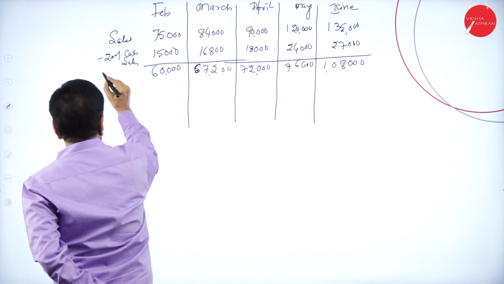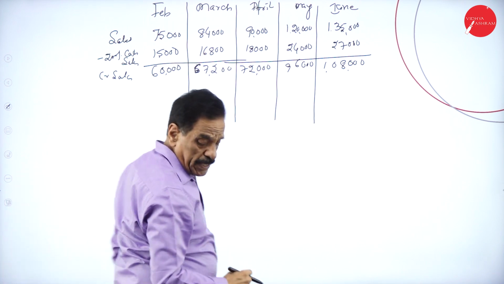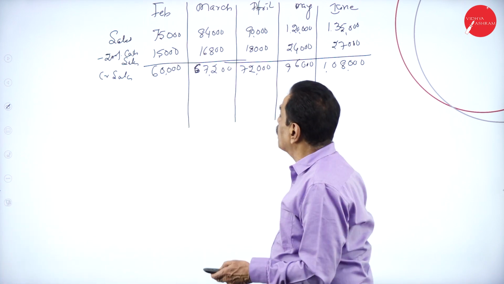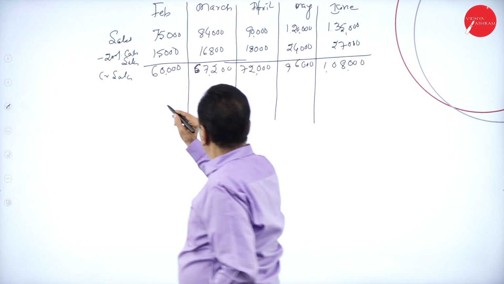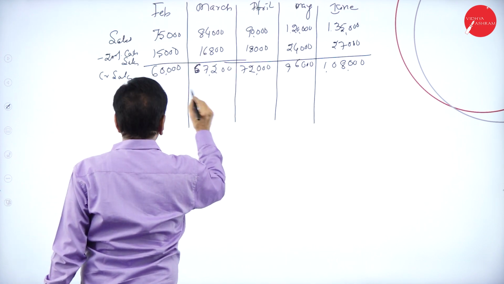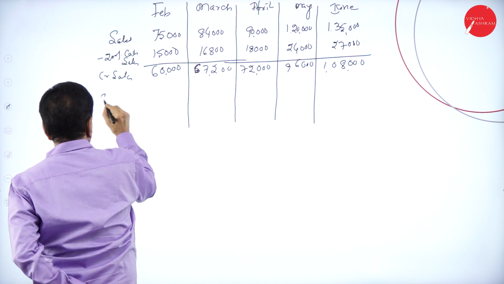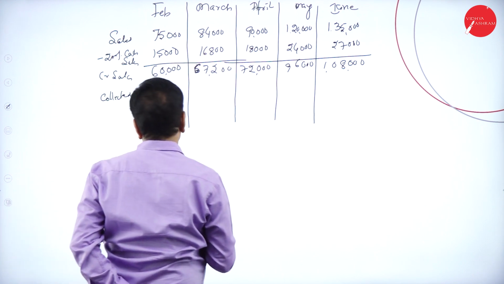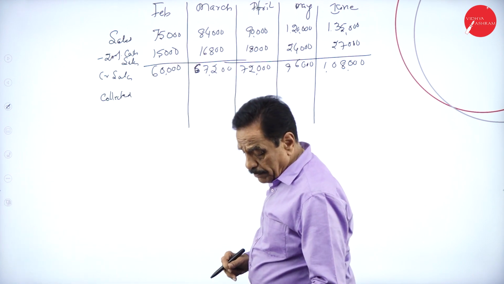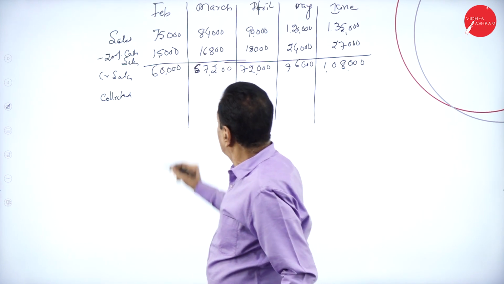So this is credit sale. This is what the problem says. This is paid after 1 month, 1 month credit. So February is paid in March. Credit sale collected. We have got 20% cash sale and 1 month credit.